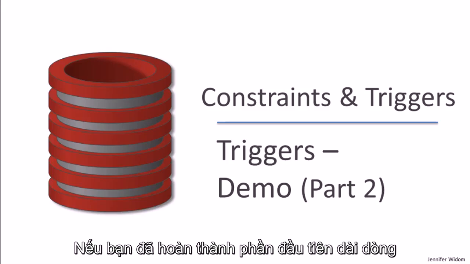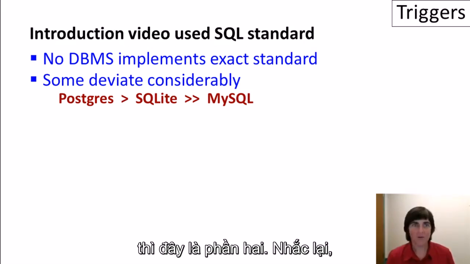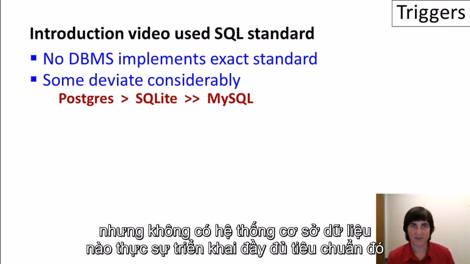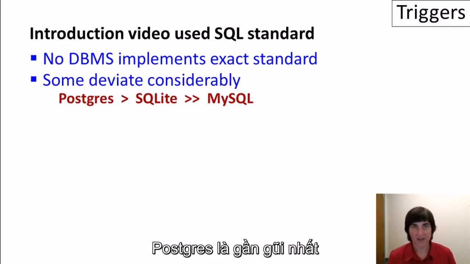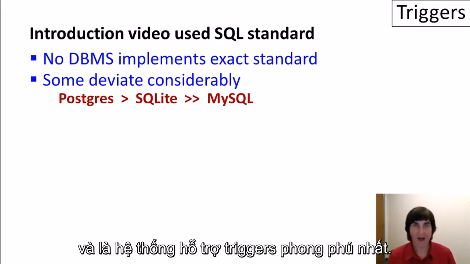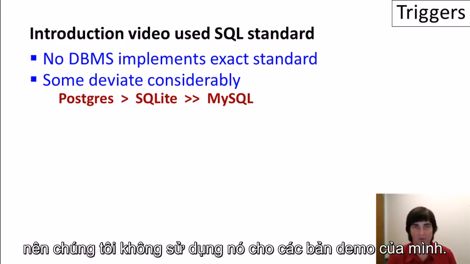If you made it through that long first part of the demo of triggers, here we are in part 2. As a reminder, our introduction video about triggers used the SQL standard, but no database system actually implements the standard, and most systems deviate considerably. Postgres is the closest and is the most expressive with triggers. However, it has a kind of cumbersome syntax, so we're not using it for our demos.